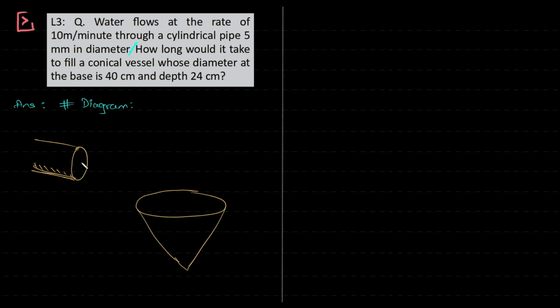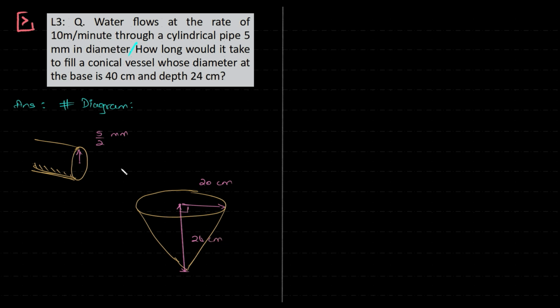Now we are looking at the radius and rate of flow and all of that. So we have the radius over here. How much is that? This is diameter, so this would be 5/2 millimeter. That would be a radius. And here the diameter is 40, so the radius will be 20 centimeter. And the height here is 24 centimeter.